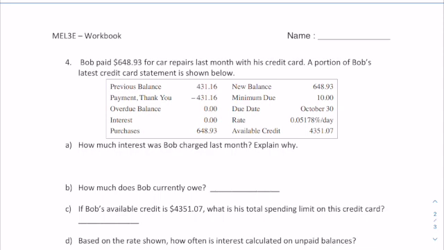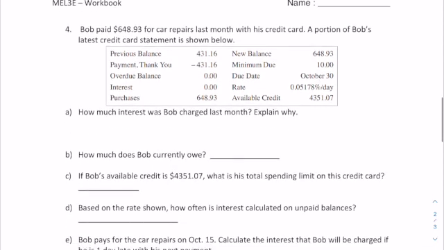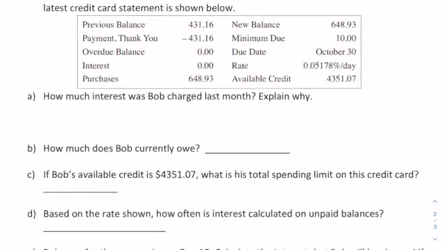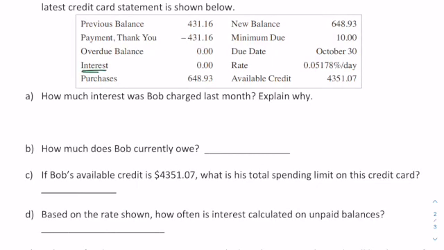All right, so here, this one I'll go through with you. It's reading the credit card statement. So here, Bob paid $648.93 for car repairs last month for this credit card. A portion of his latest credit card statement is shown. So how much interest was he charged last month? So this is where the interest is, and you can see that it says $0. So he had paid everything off. So this over here is showing everything that was paid, which was the exact sum that was due.